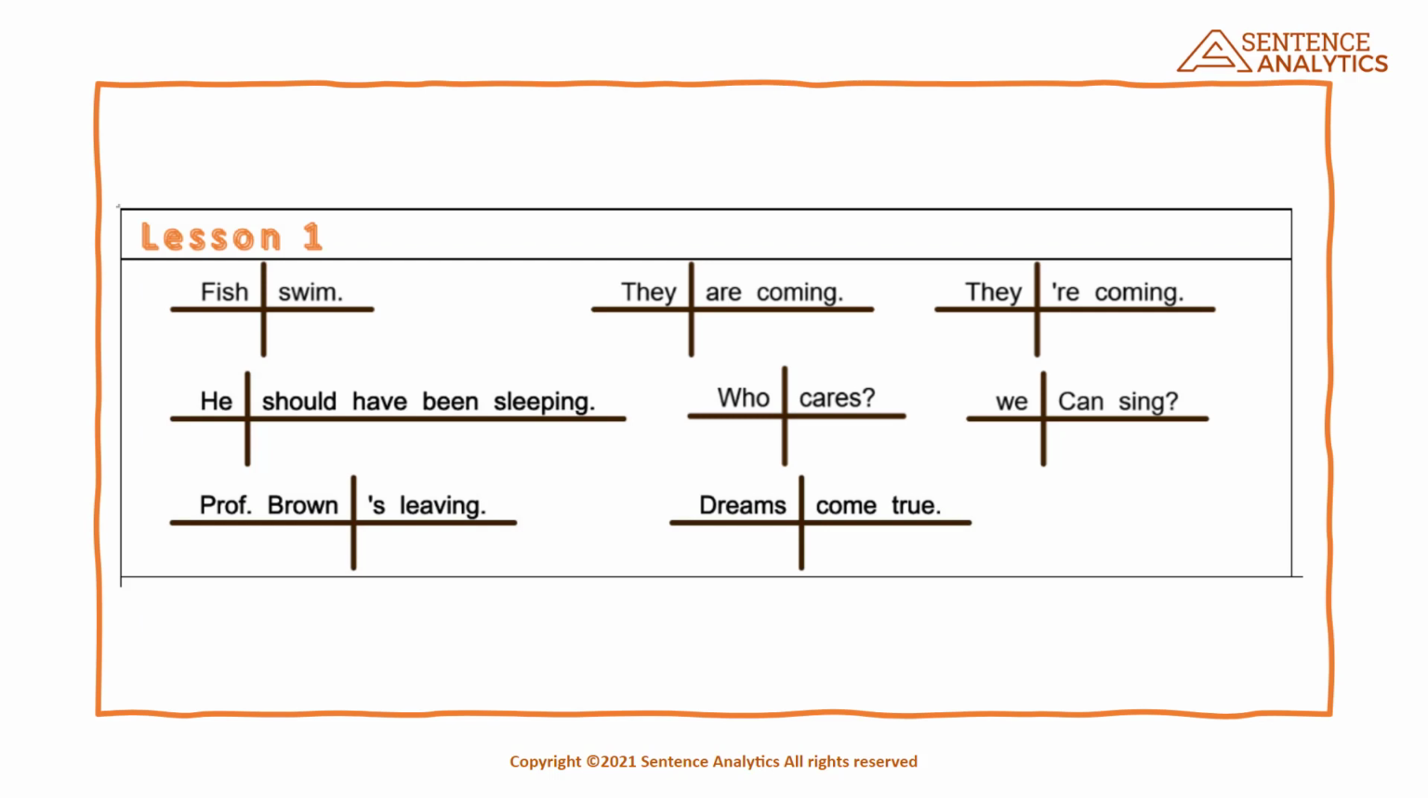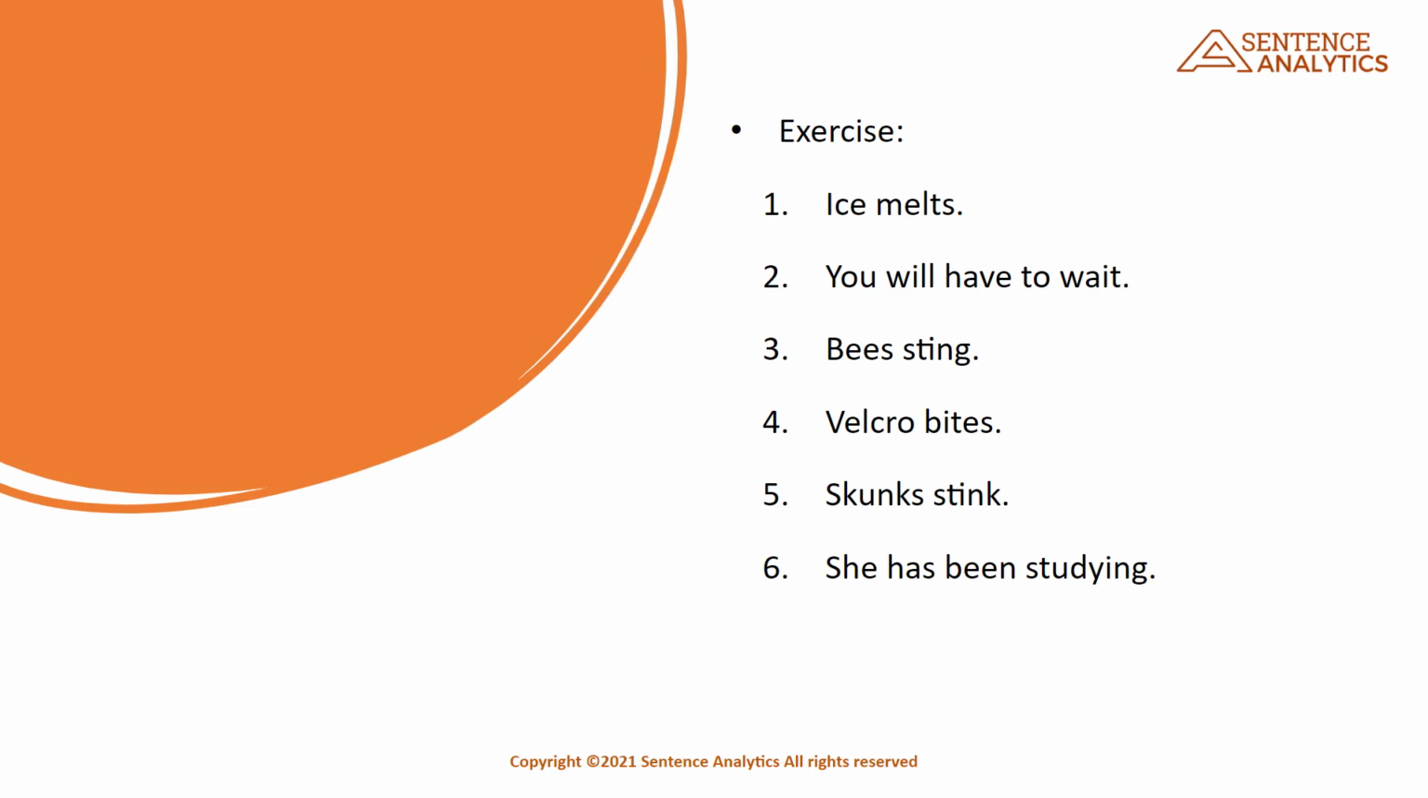The next slide shows the sample sentences diagram, so look these over. Remember, subjects go to the left of the cross, verbs go to the right of the cross. The final slide contains the 6 exercises that you'll complete on the Sentence Analytics website and copy onto the SA Lesson 1 exercises sheet, although they are also on the sheet itself if you prefer to get them from there.